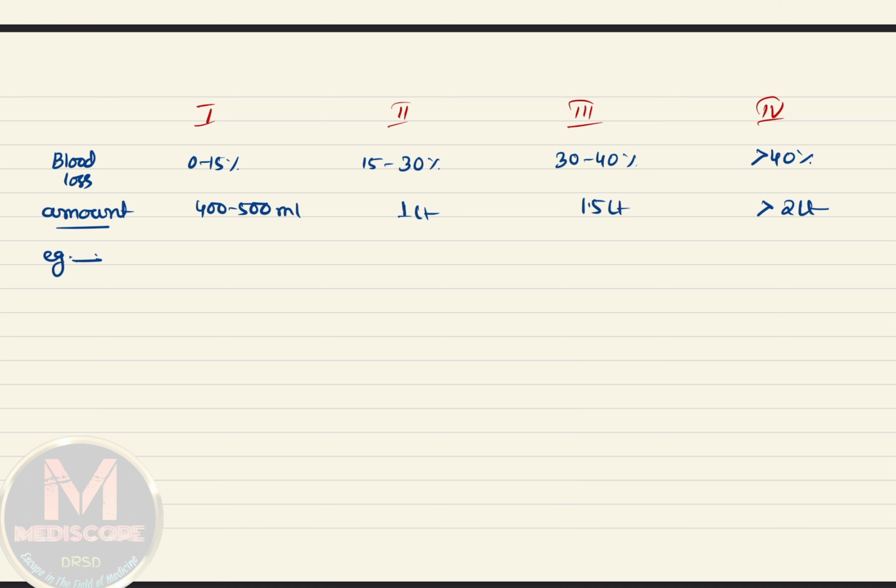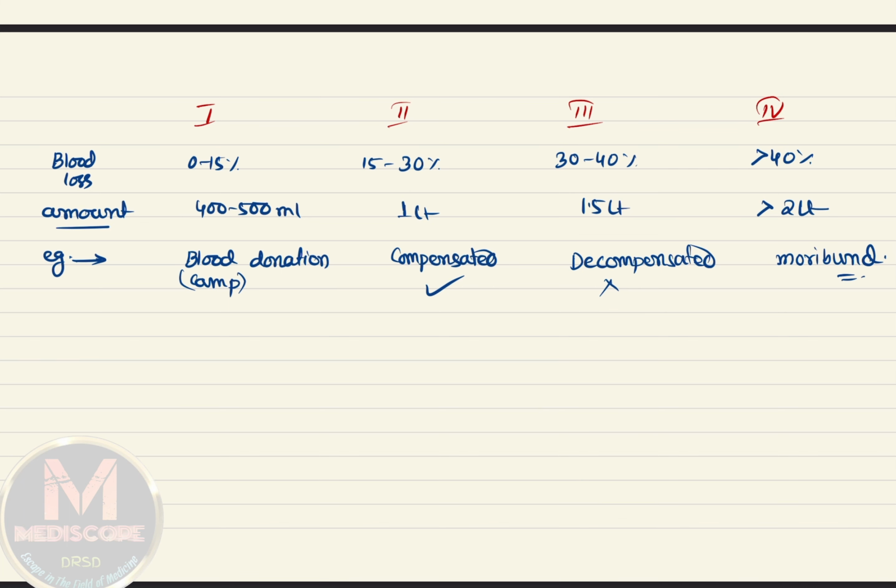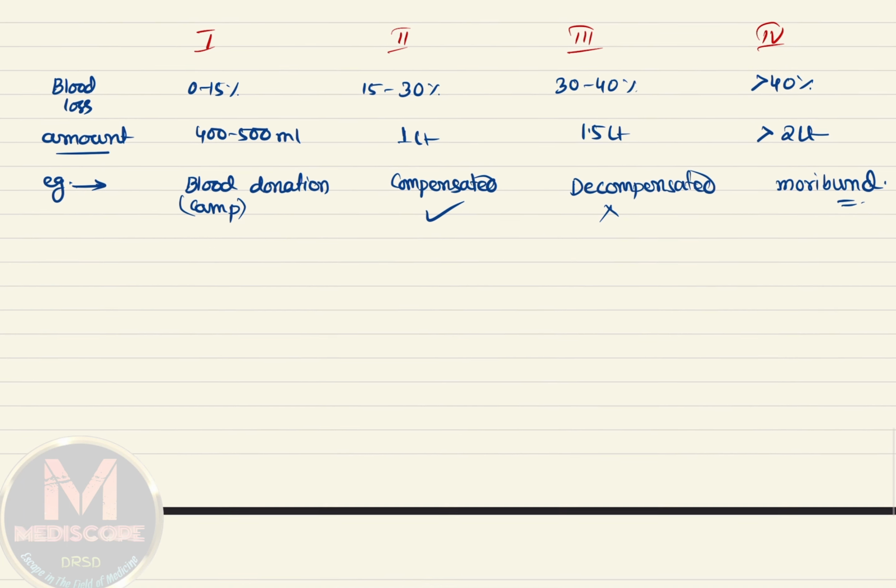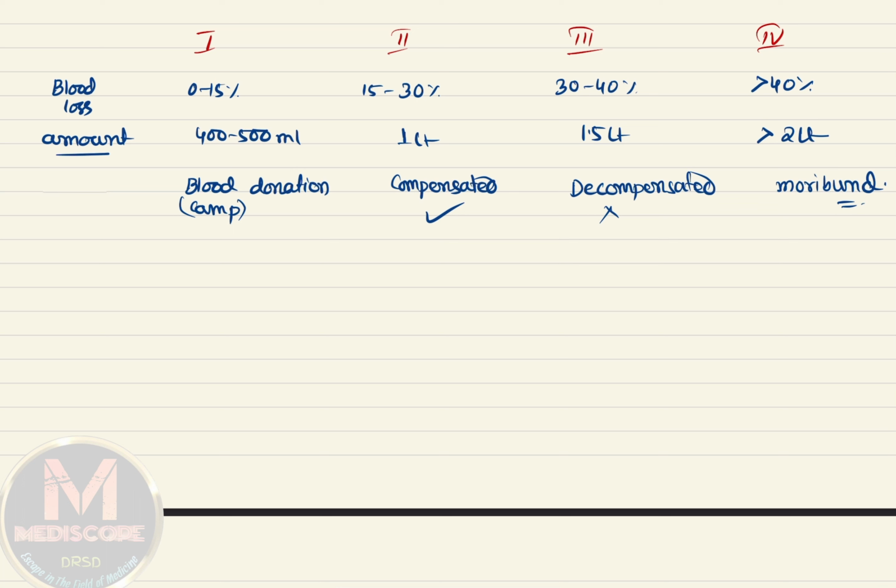Now we'll be talking about, see, what is your class 1? It is basically blood donation. In a blood donation camp we actually donate blood, where we donate 400 to 500 ml. Stage 2 is compensated, stage 3 is decompensated shock, and stage 4 is basically where there is no response. So it's a patient who is just going to die if you do not resuscitate properly and immediately.